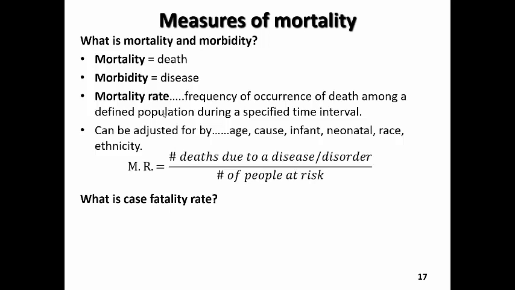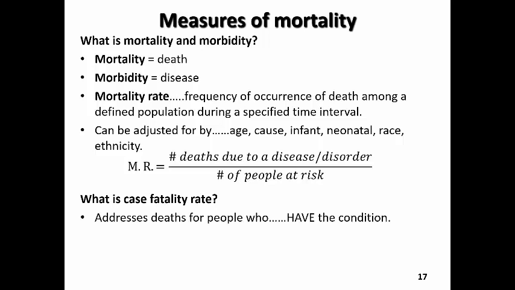Mortality rate is simply calculated as the number of deaths due to a specific disease or disorder divided by the number of people at risk. So the mortality rate does not necessarily consider the number of people that have been affected by that disease, infected, or developed that disease if it's a chronic disease. It just considers in the denominator the number of people at risk.